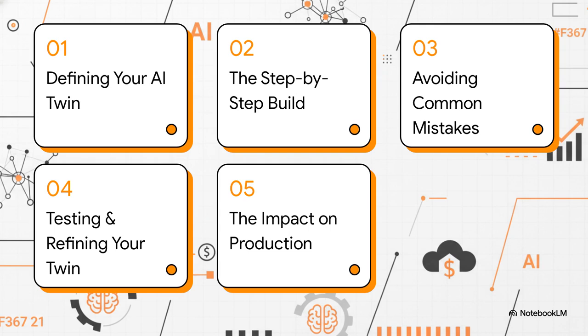So to get there, we're going to move through 5 quick sections. First, we'll define what this AI twin even is, then we'll walk through the build step by step. We'll also cover the common mistakes to avoid, how to test and refine your tool, and then finally, we'll look at the direct impact this is going to have on your production. So, let's start with what this thing actually is.